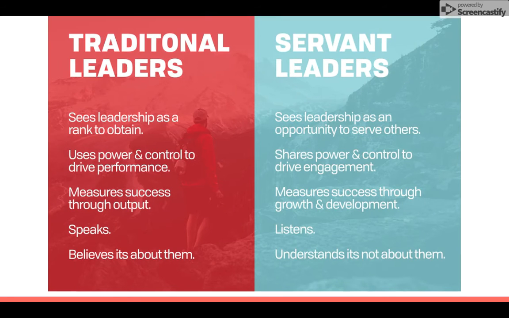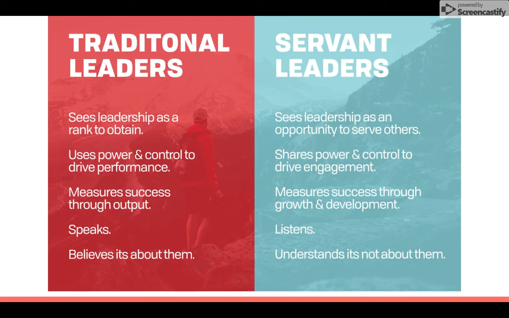I really like this slide because it shows us the differences between traditional leaders and servant leaders. Traditional leaders see leadership as a rank to obtain. They use power and control to drive performance, maybe even fear. They measure success through results and output of employees. They like to speak and dominate conversations and meetings, and they believe that it's truly about them, that if they were not in the position that they're in, the company or organization would not be as successful.